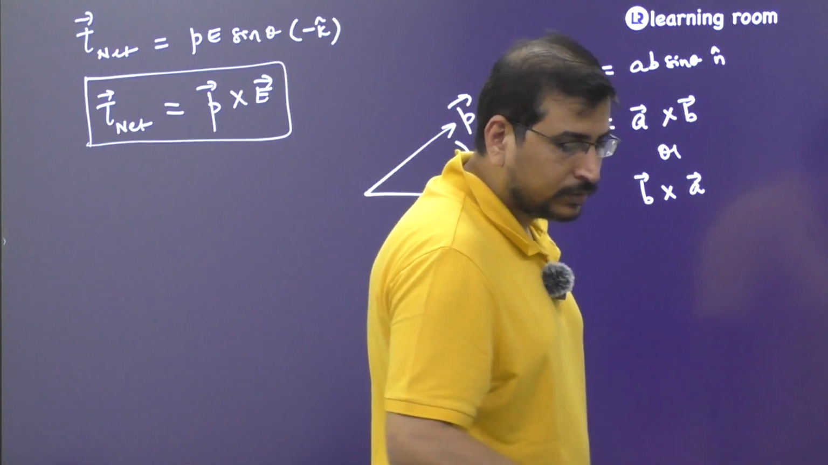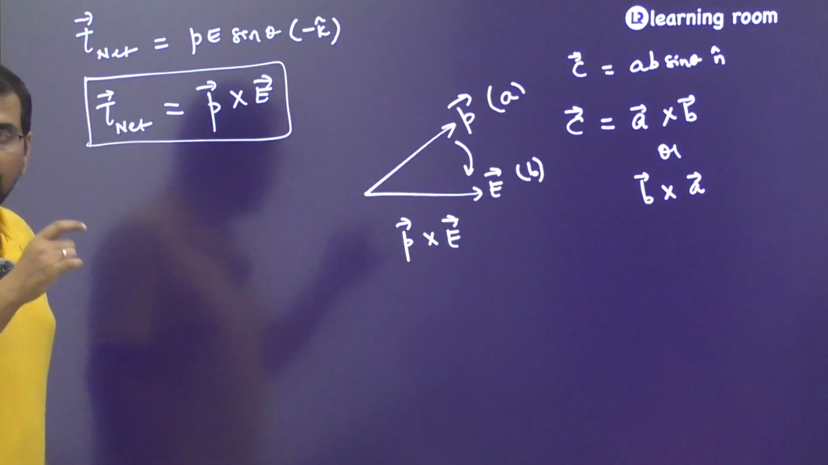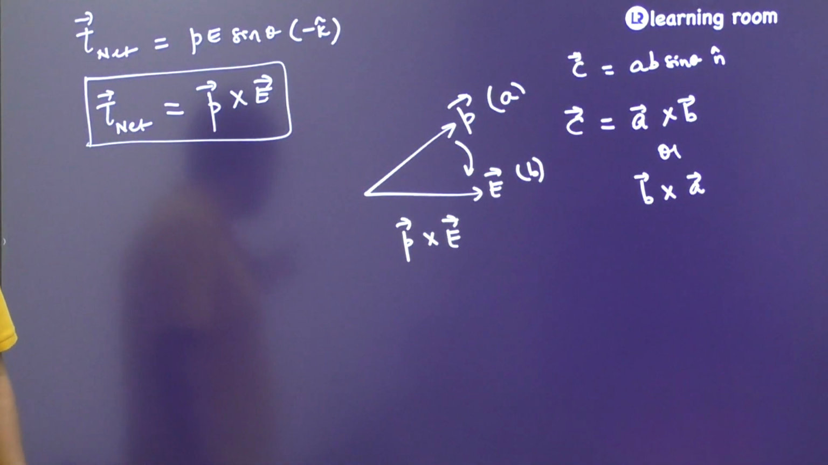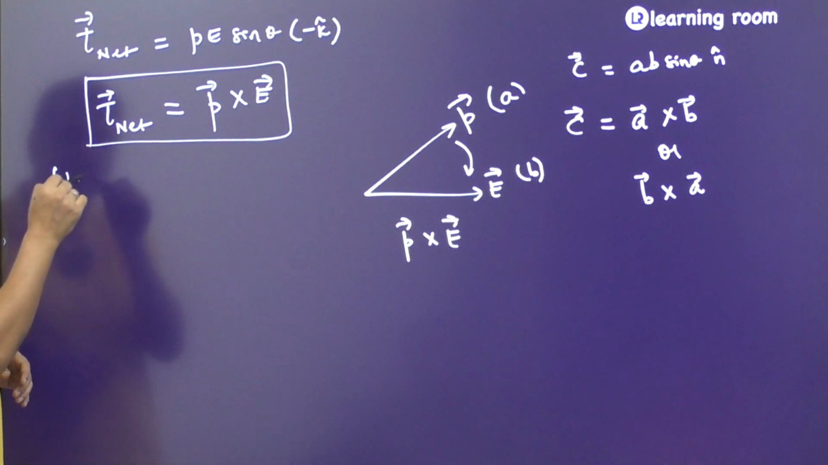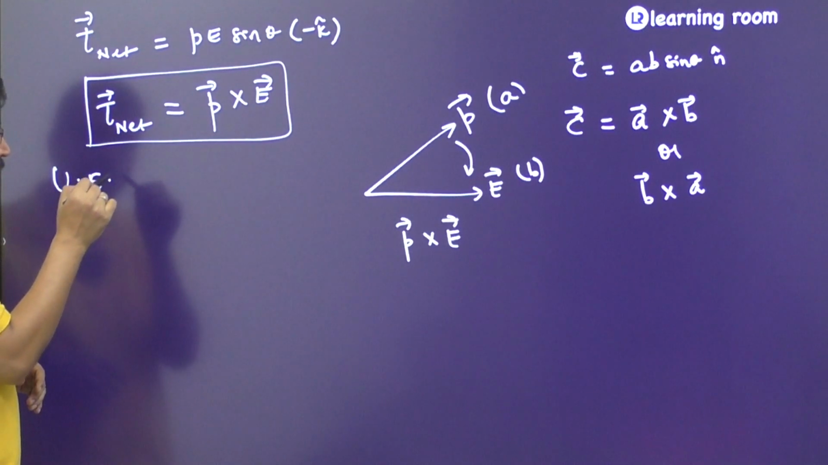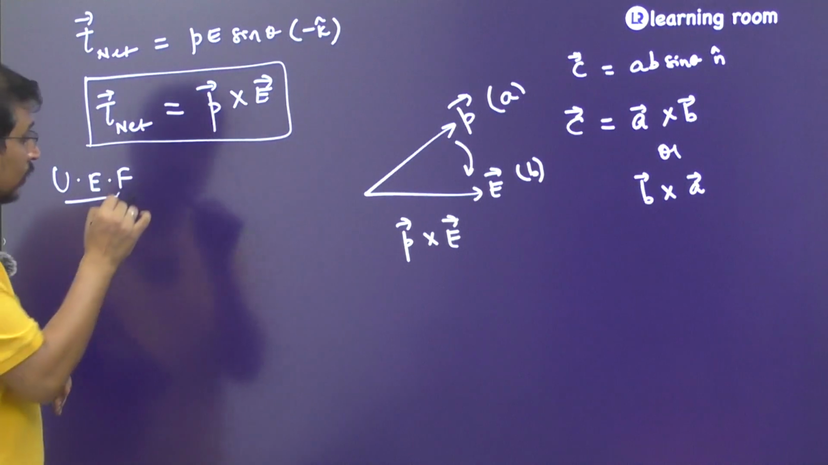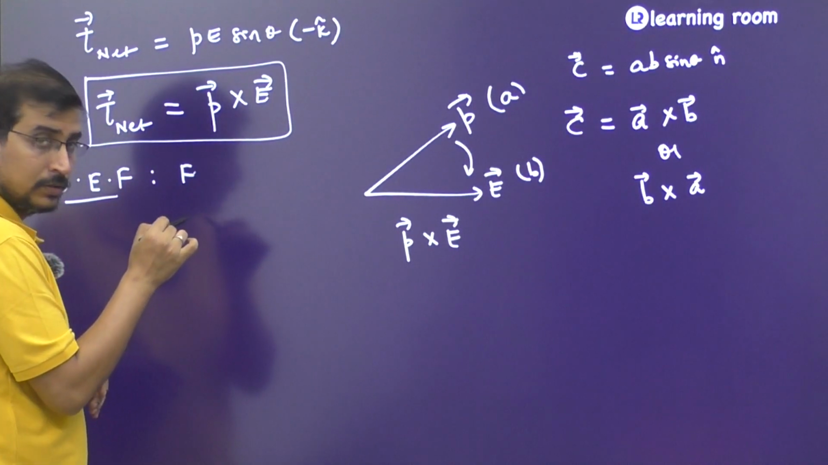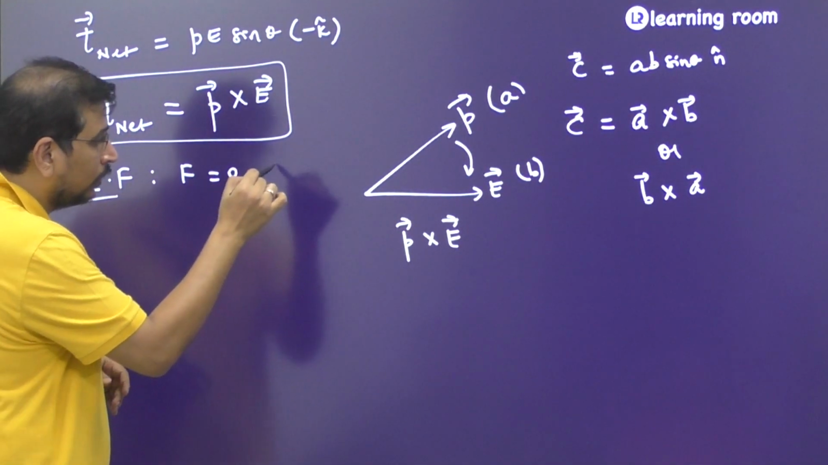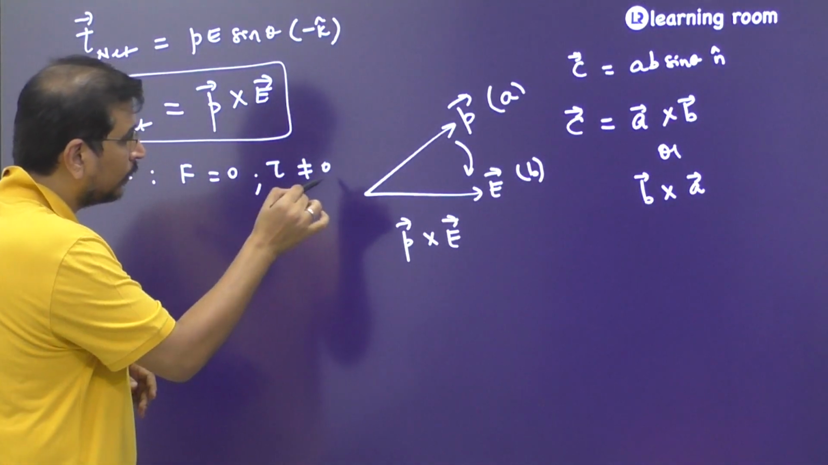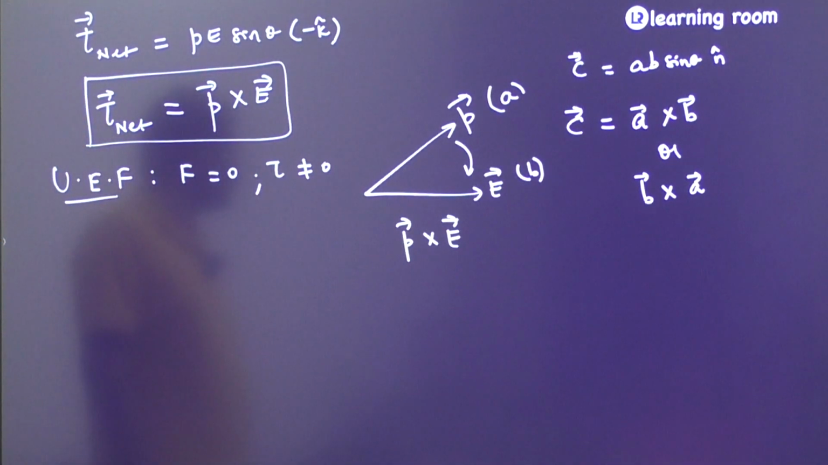So this is the torque that is experienced by a dipole which is placed in a uniform electric field. So when you place a dipole in a uniform electric field, what is there? Force is 0, torque is not equal to 0, and its value is p vector cross e vector.